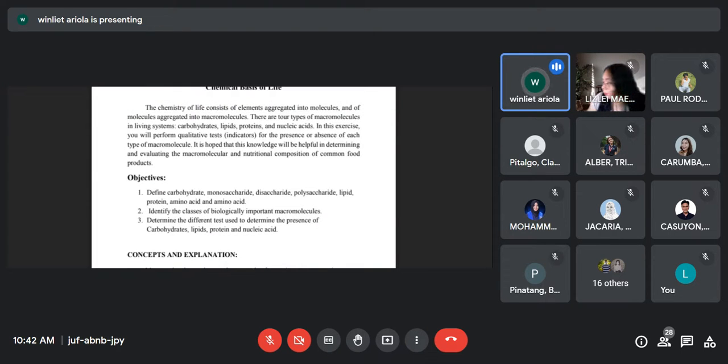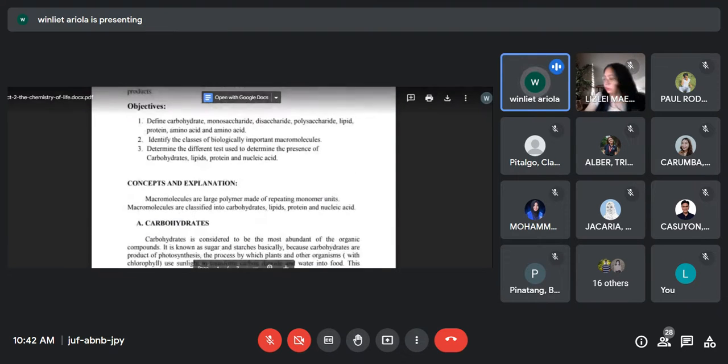Okay, so dapat familiarize nyo lang what are the different carbohydrates and then what are the different tests, no, na ginagamit in testing the presence of the different macromolecules. What are the macromolecules again? What are the 4 macromolecules?